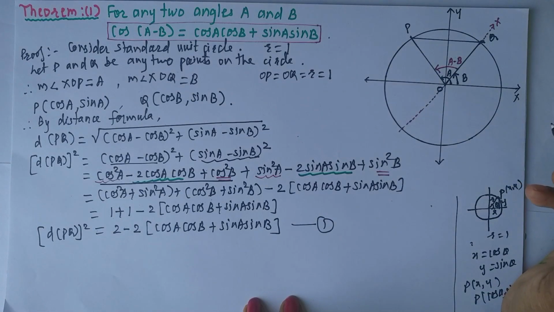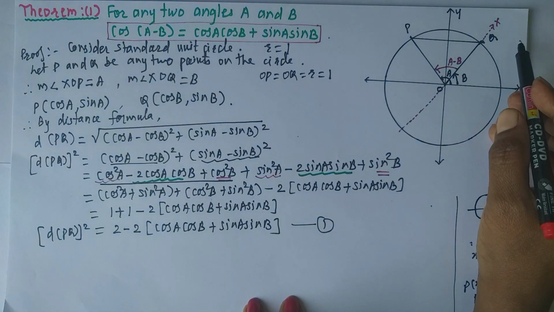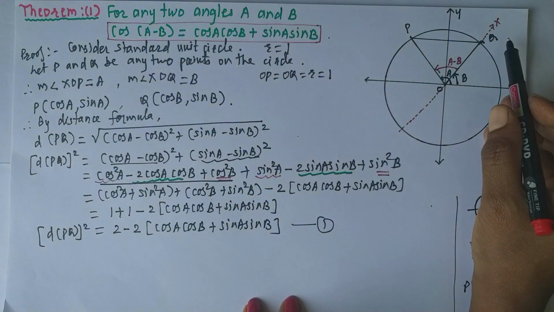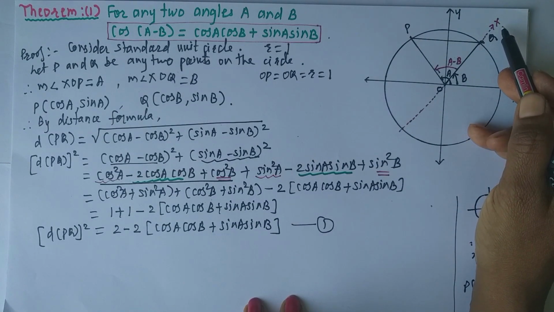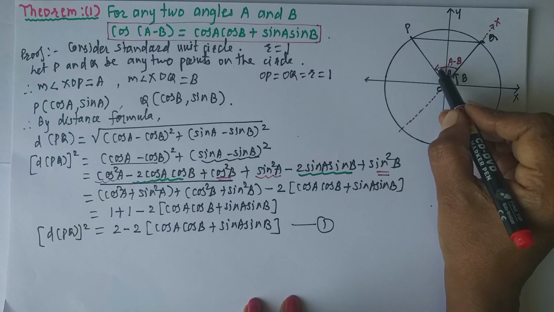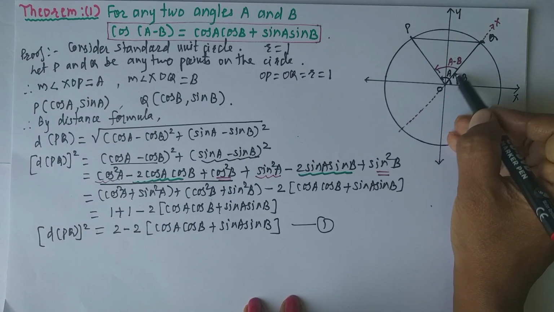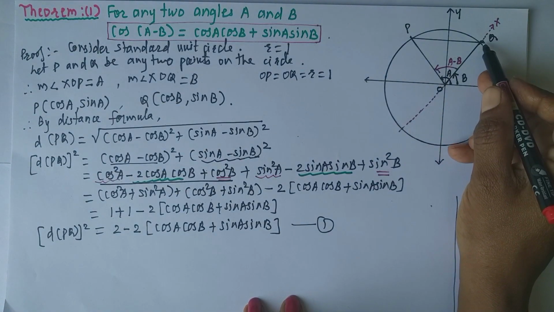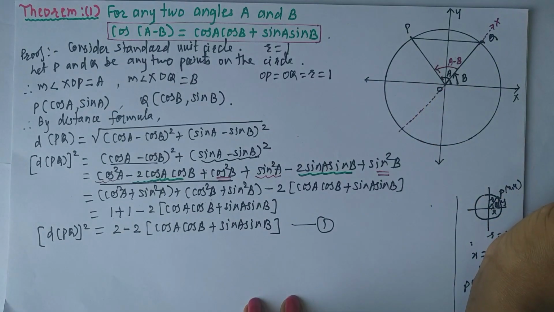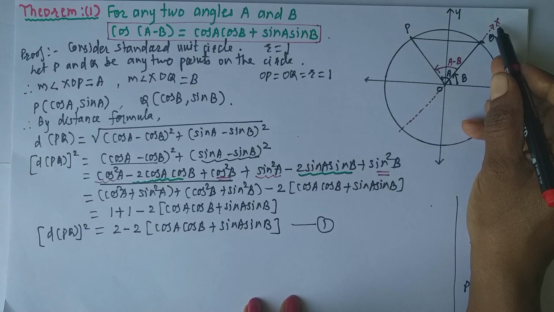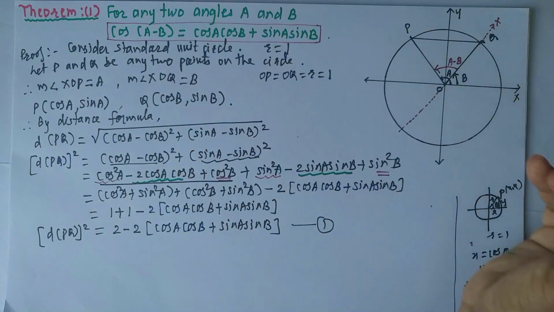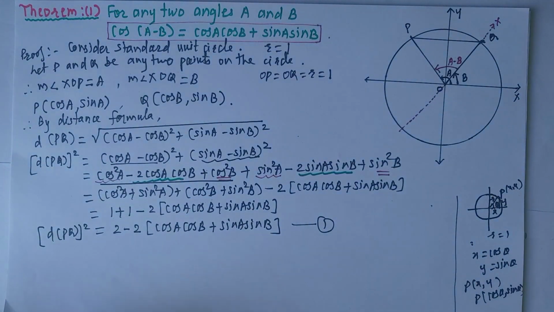Therefore, for your simplicity, I am only showing the x-axis in this diagram. OQ is our new x-axis. And for this angle A minus B, this OQ will be the initial arm and OP will be the terminal arm. This initial arm is along our new x-axis. Then what will be the new coordinates of point Q?